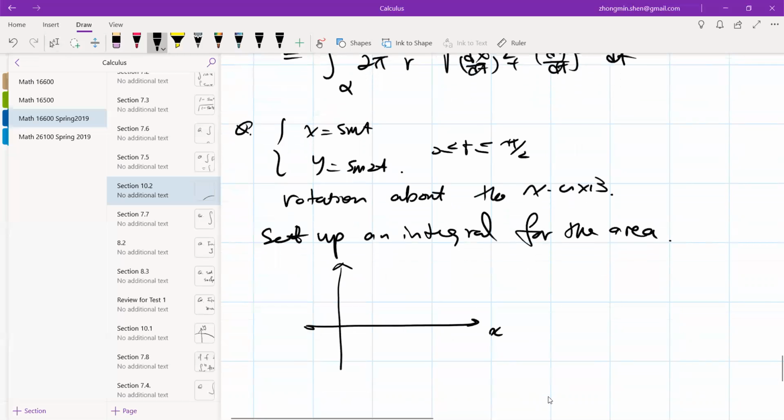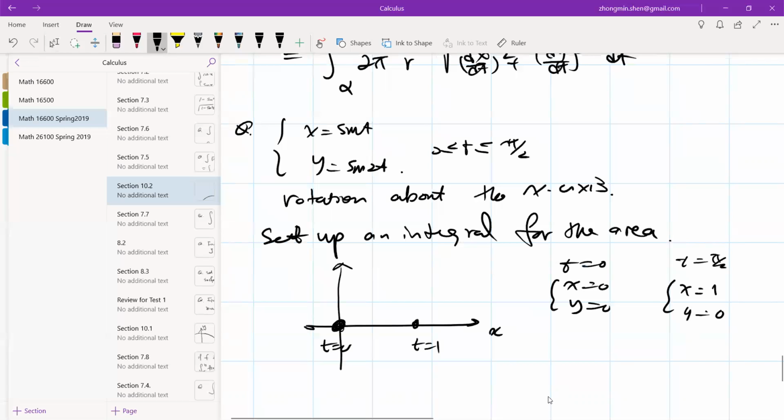x equals sine t, y equals sine 2t. When t equals 0, x equals 0, y equals 0, okay? And at least as the end point. Where's the end point? When t equals pi over 2, x is going to be 1, y is going to be 0 again, right? Sine pi. So here t equals 0, here t equals pi over 2.